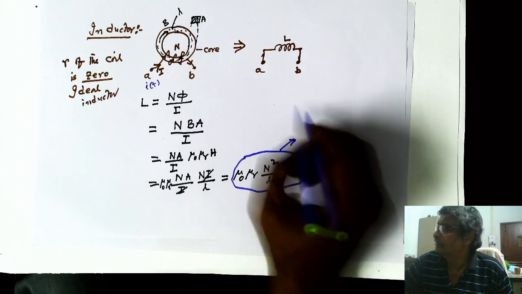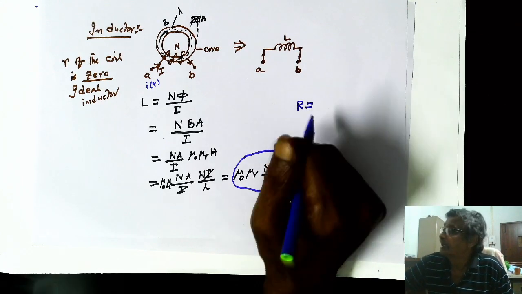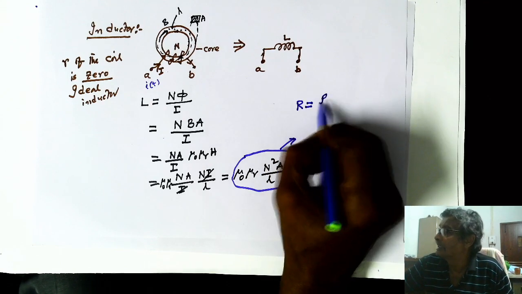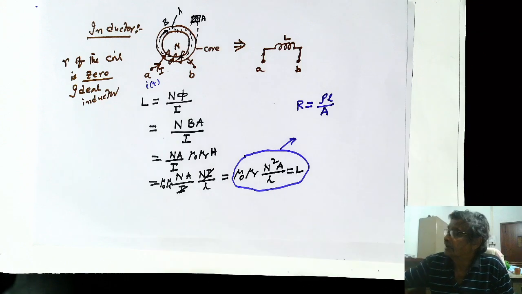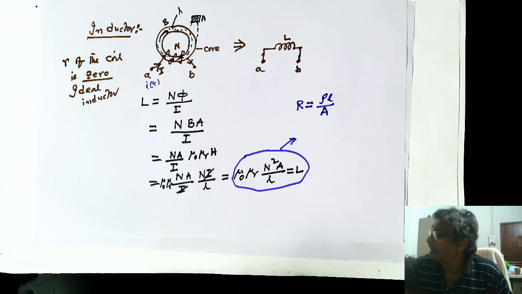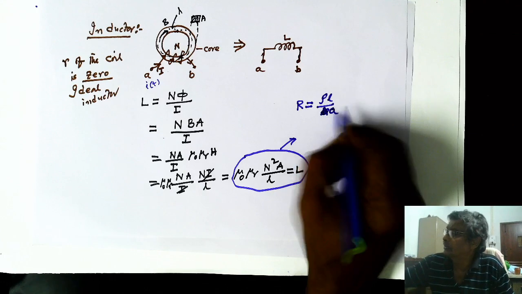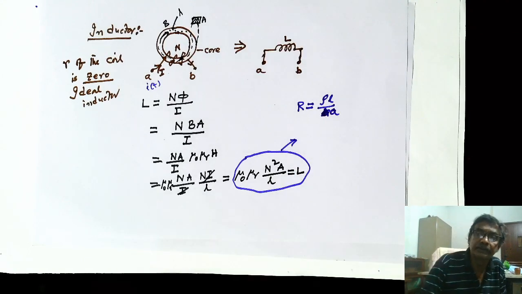Similar relationship for resistance, if you consider the physical dimension of the wire, it is equal to rho L by A. Rho is the resistivity, L is the length of the conductor, and A is the cross sectional area of the wire through which current flows. You know that. So similar expression for inductance, in terms of physical dimensions, etc., you can find out.